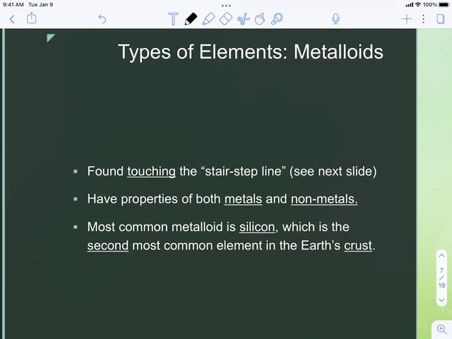These are your in-betweeners. They are touching the stairs. They share properties with metals and nonmetals. They are right in between them, so they share properties. Silicon is the most common one. That's the second most common element in the Earth's crust, actually, silicon, which you should have learned in environmental science or biology. Silicon is Si, that's number 14.